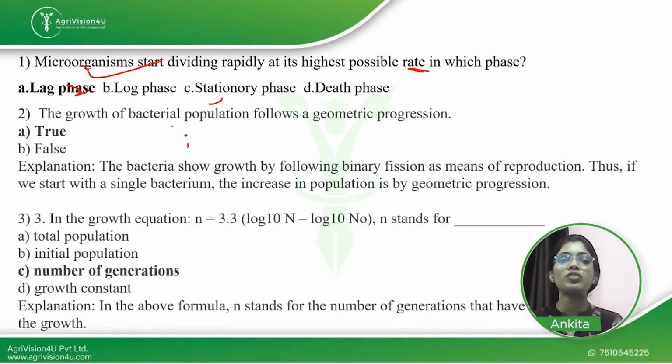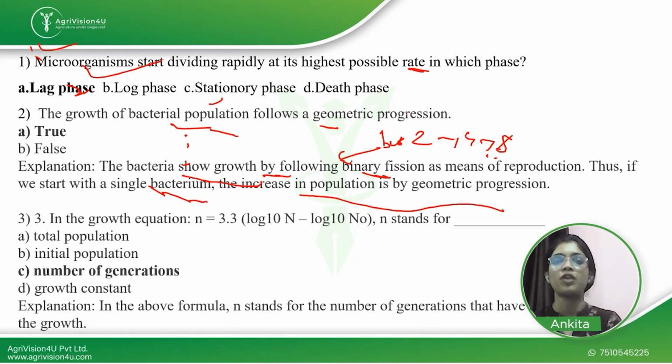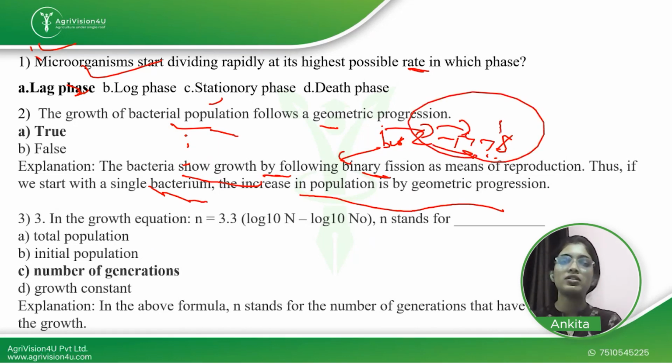Now see the second question. The growth of the bacterial population follows a geometric progression. Is it true or false? It is true. Why? Because the bacteria show growth by following binary fission. Due to processes like binary fission or budding, 2 to 4, 4 to 8, their number is going to increase. So if we start with a single bacterium, the increase in population is by geometric progression. From 1 you get 2, from 2 you get 4. Hence this statement is true.